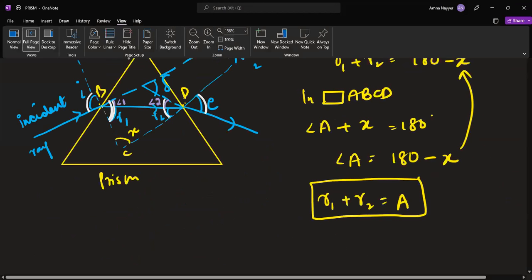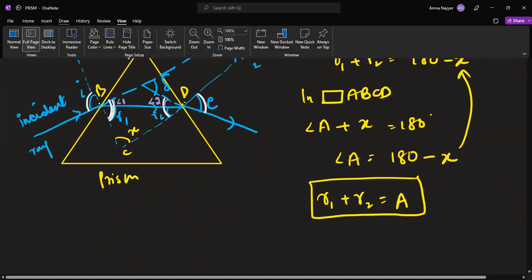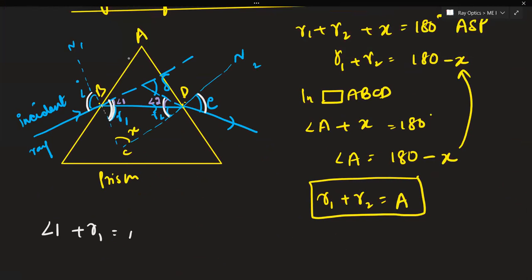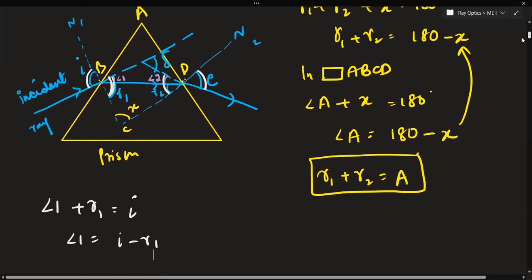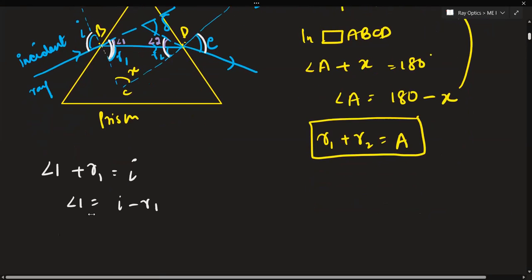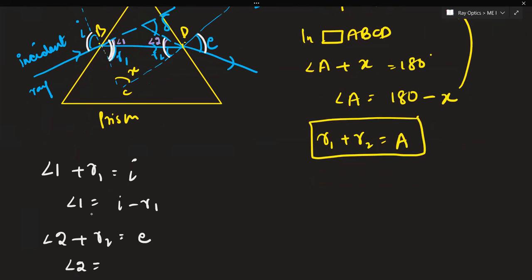Now see here. If you have such a case, I can write 1 plus R1 equal to the angle of incidence. From here, I can write angle 1 as I minus R1. Same thing for the angle of emergence. If I write angle 2 plus R2 is equal to E, then angle 2 will be equal to E minus R2.